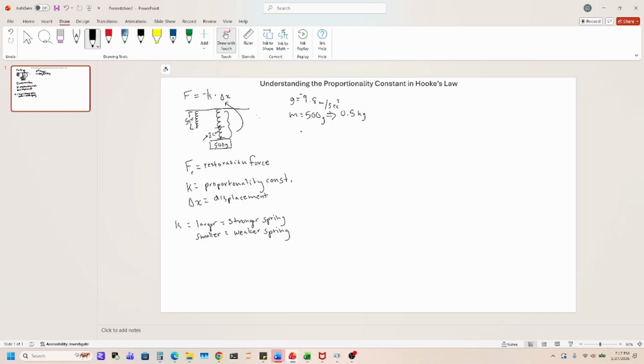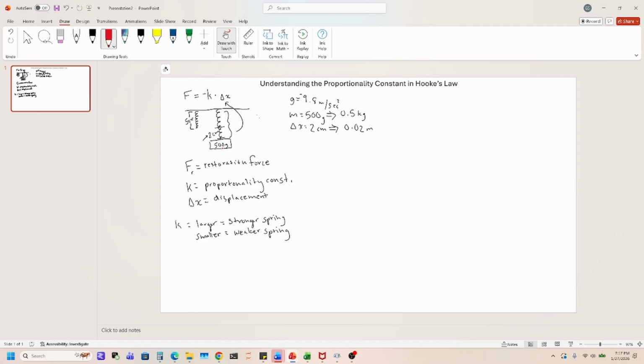So that's going to be 0.5 kilograms. Why am I converting? Well, it's because I'm going to be working in newtons and meters. So I need to do some unit conversions ahead of time. And then we have a displacement over here of 2 centimeters. So our delta x is 2 centimeters. But what does that translate over to? That's 0.02 meters.